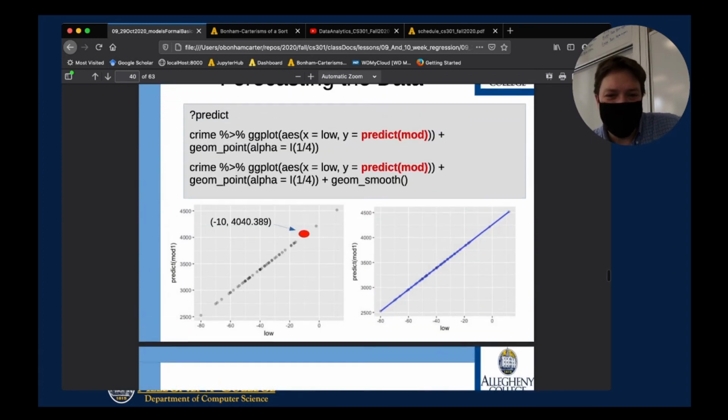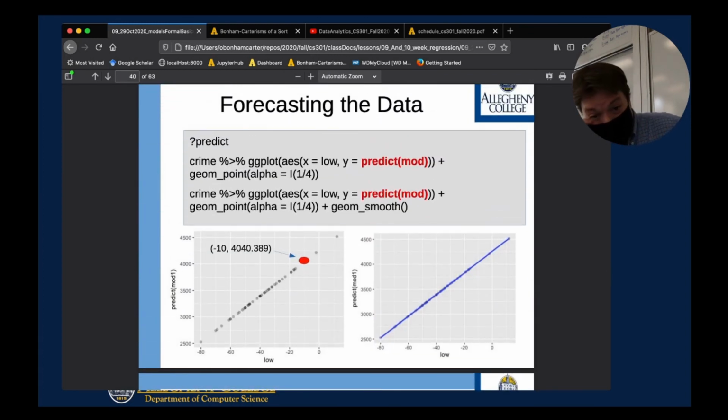One more thing about the forecasting is that remember when I have -10 as my x value, it's going to appear where this red spot is on the left-hand side. You can see that the line we get when we plot this using the predict also includes that point. Makes sense. It's just a point on the line.